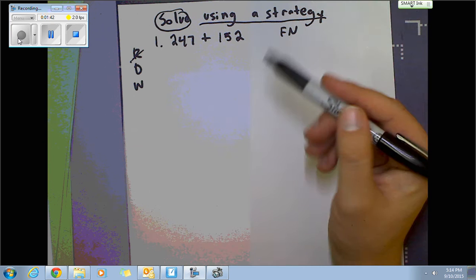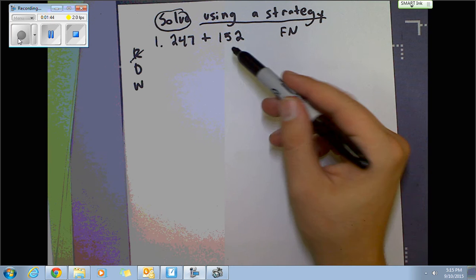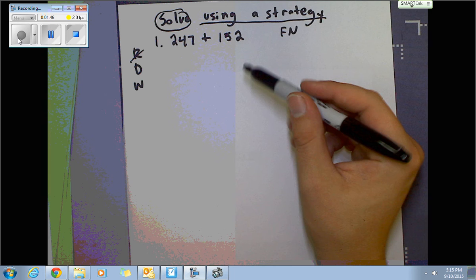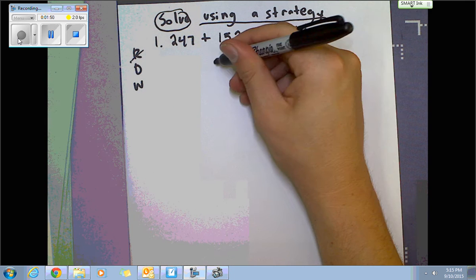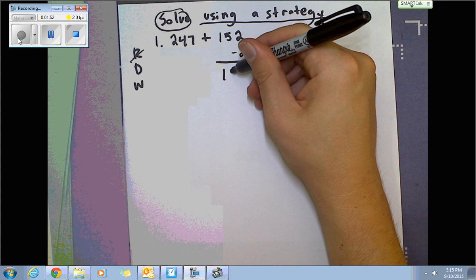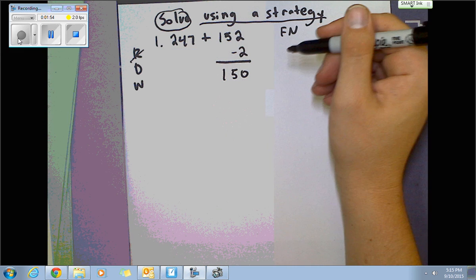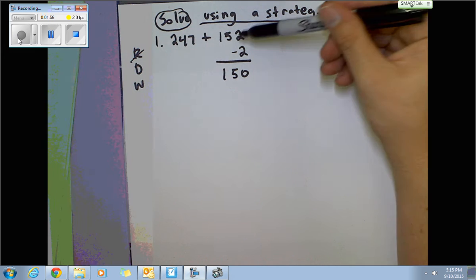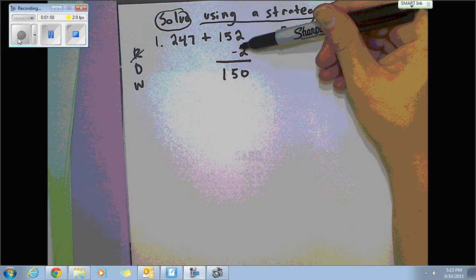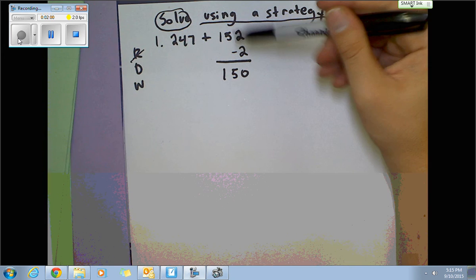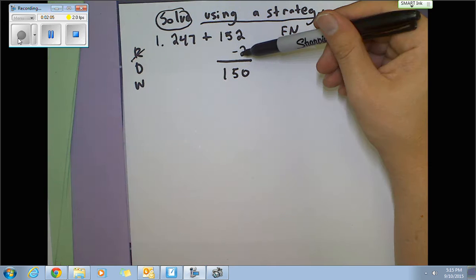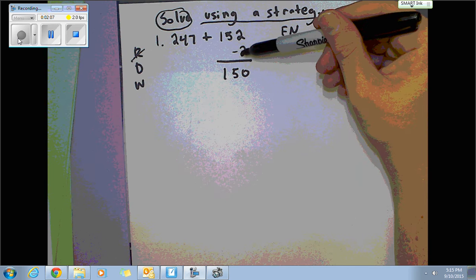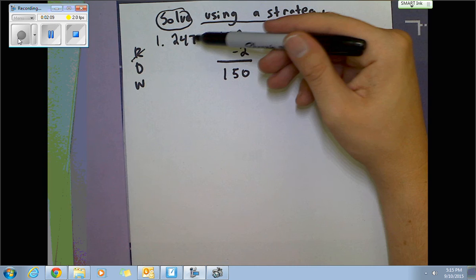For these purposes today, I think I'm going to go ahead and change 152 to 150. So to do that, I'm going to subtract 2 from it, which will turn this into 150. But we have a problem. Since I changed this number by subtracting 2, I have to make a change to this number as well. Basically, this 2 that I took away needs to go to this number over here.